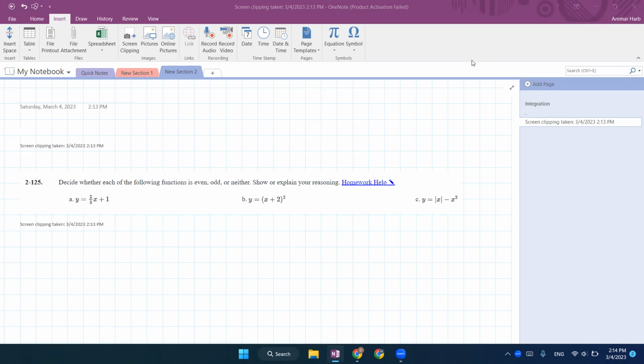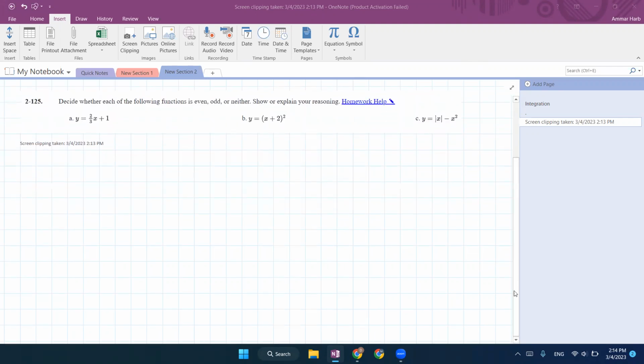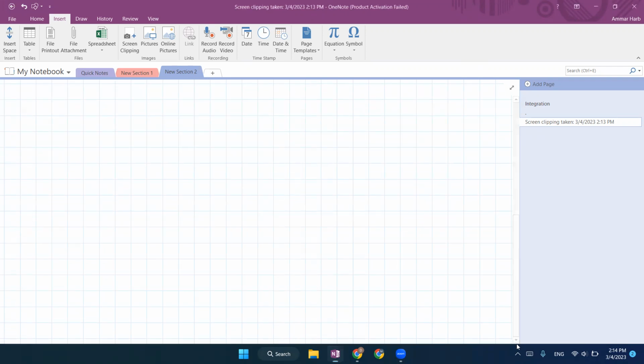Okay, in these problems here, we want to decide whether the function is even or odd. So first, let's understand what we mean by an even function and an odd function. An even function is a function that looks like this. It is symmetric about the y-axis. So even function, it is symmetric around the y-axis.